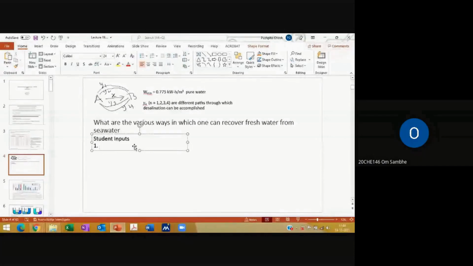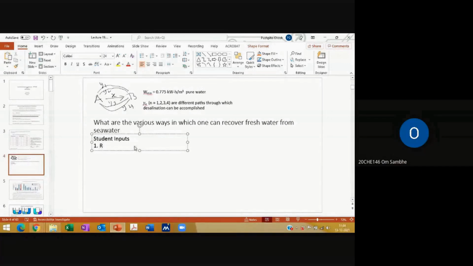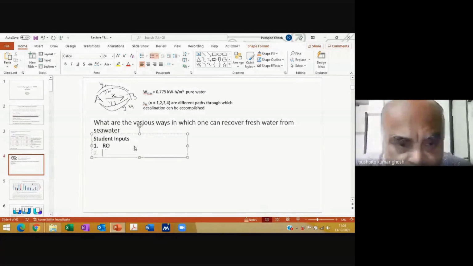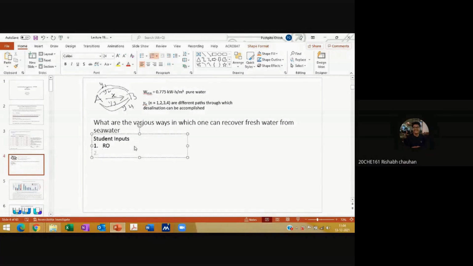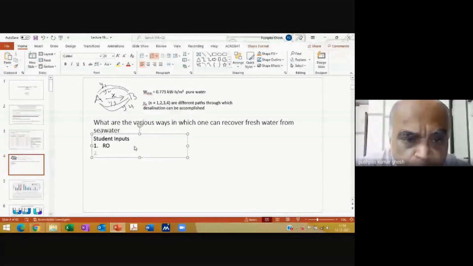Sir, reverse osmosis. Yes, why not? So let's put reverse osmosis. Yeah, reverse osmosis. What else? So solar desalination. Yeah. Now, when you say solar desalination, let's put it down.